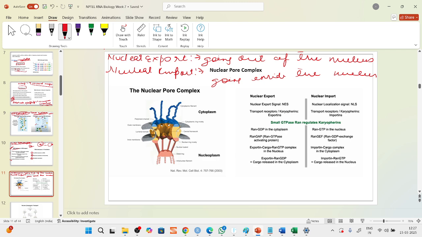See here, nuclear export requires the NES signal, which is the nuclear export signal, and nuclear localization signal is required for the nuclear import. Just read all these things.